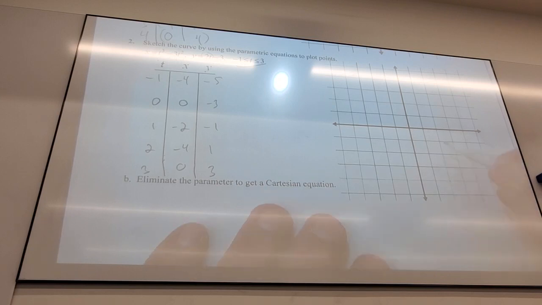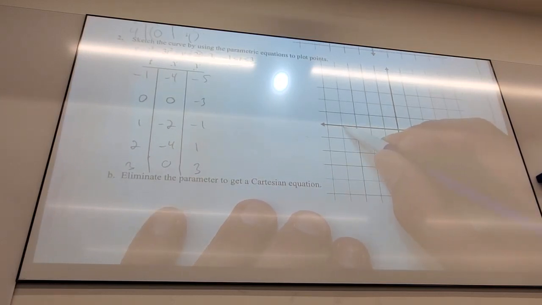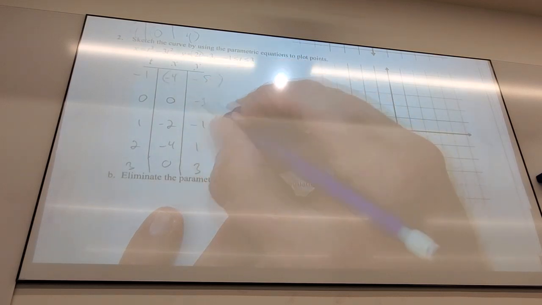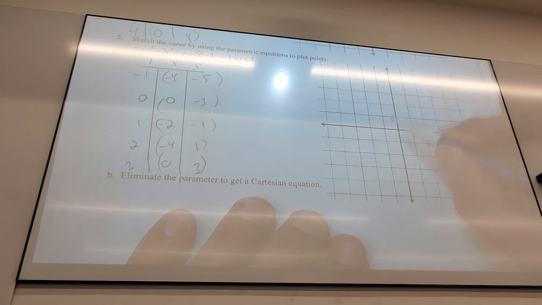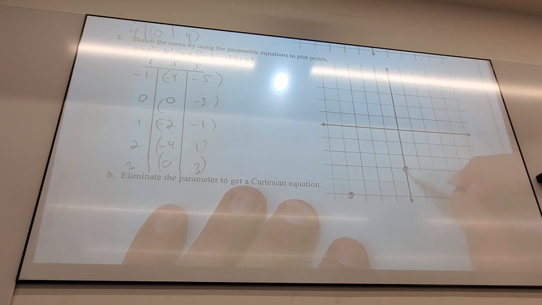And then let's try to plot it, see if I need more help. So negative 4, negative 5. So I can do this if you want to. Look at the paper, Jeff. There you go, my friend. Negative 4, negative 5. 0, negative 3. Negative 2, negative 1. It looks like I don't need any help.